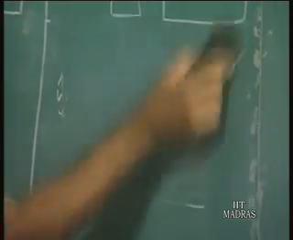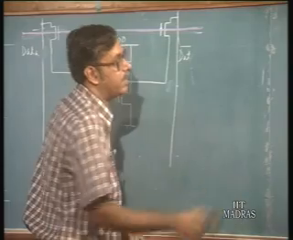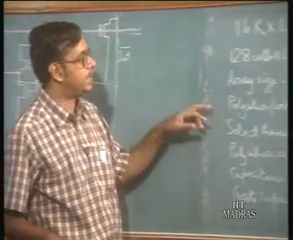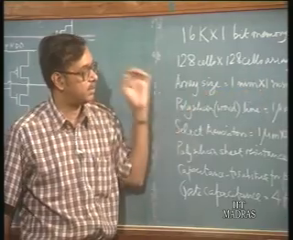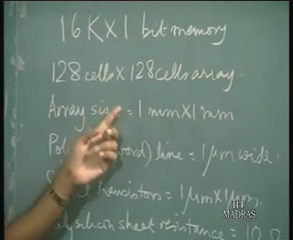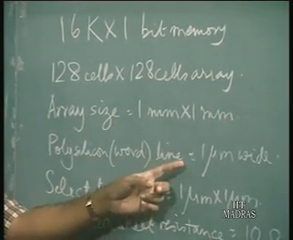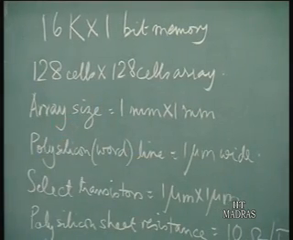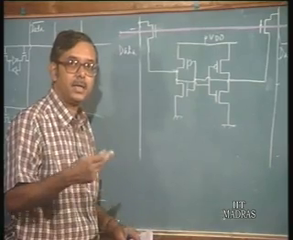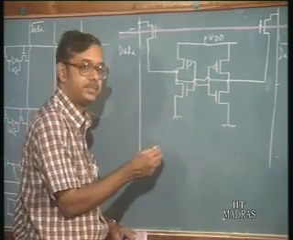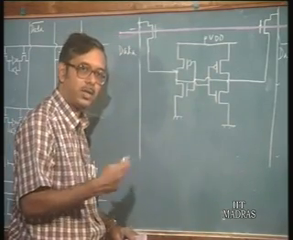Now, here it is given that the poly word line is 1 micron wide and the array size is 1 mm into 1 mm. So, it just runs for a length of 1 millimeter and it is 1 micron wide. So, the number of squares in the polyline is 1 millimeter divided by 1 micron, which is 1000.